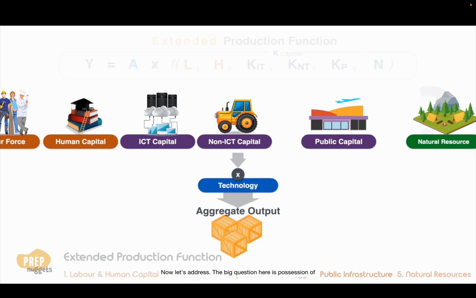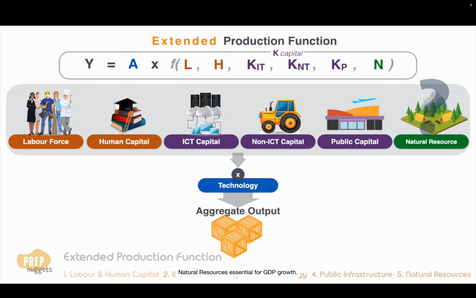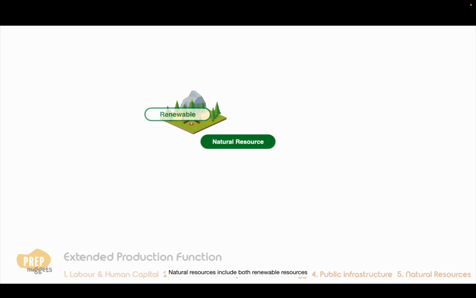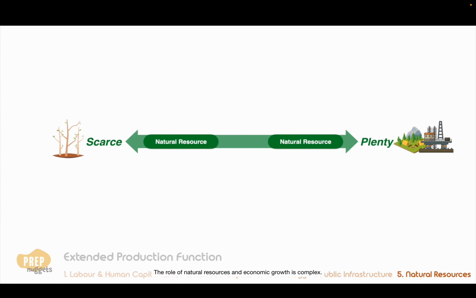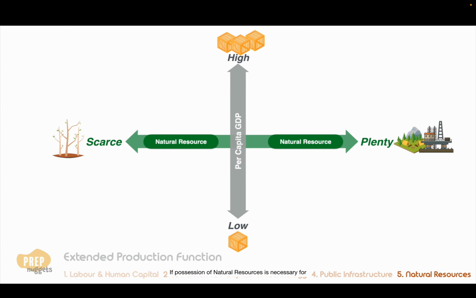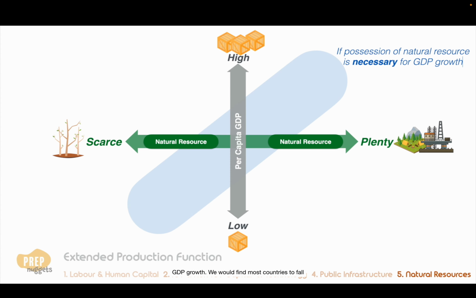Now let's address the big question here. Is possession of natural resources essential for GDP growth? Natural resources include both renewable resources, such as timber, and non-renewable resources, such as oil and gas. The role of natural resources in economic growth is complex. If possession of natural resources is necessary for GDP growth, we would find most countries to fall within this band. For example, some Middle Eastern countries, Brazil and Australia, have high per capita GDP because of their resource base, and resource-poor countries like some African nations have low per capita GDP.